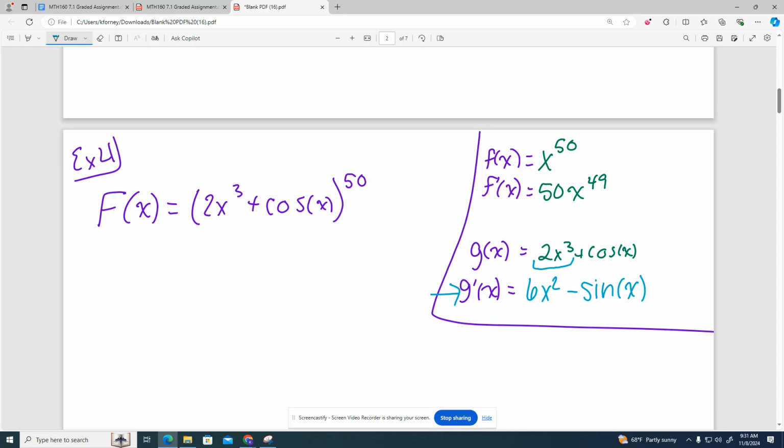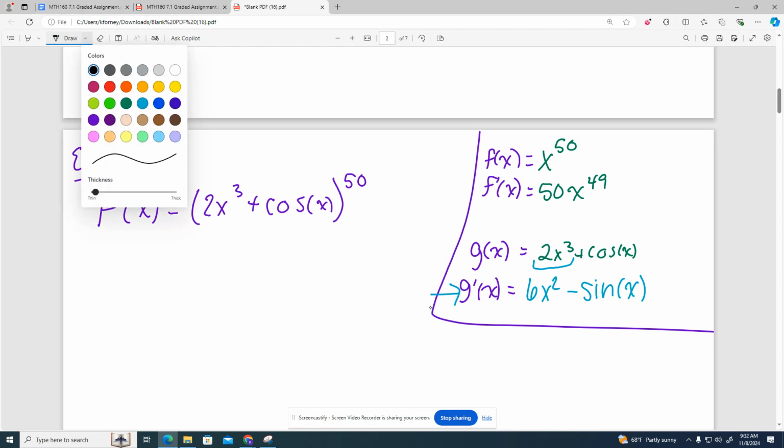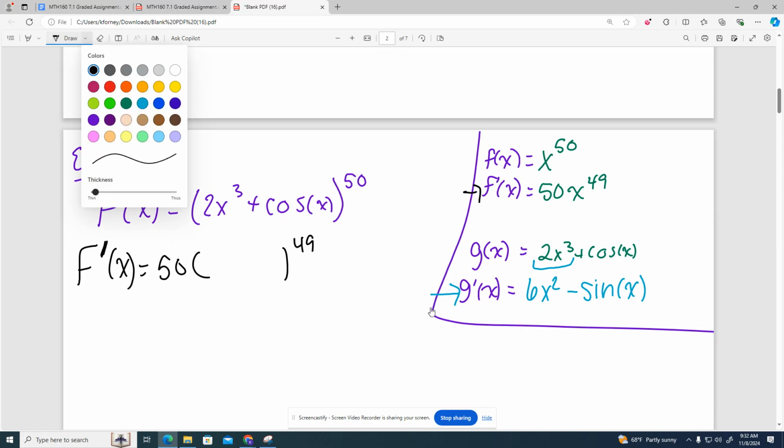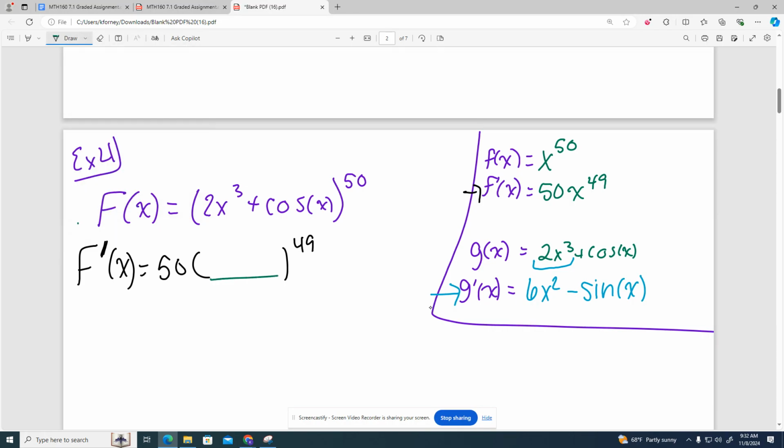So, we want to find the derivative. Remember notation, when you start finding the derivative, you need to note that. So, it is the derivative of the outside. So, 50, put your parentheses to the 49th. And what's going to go inside my parentheses?